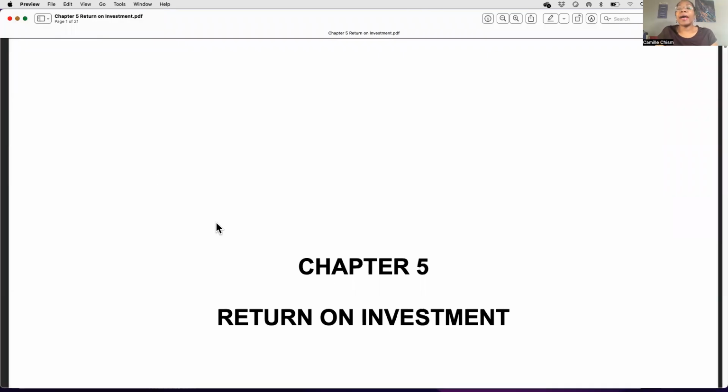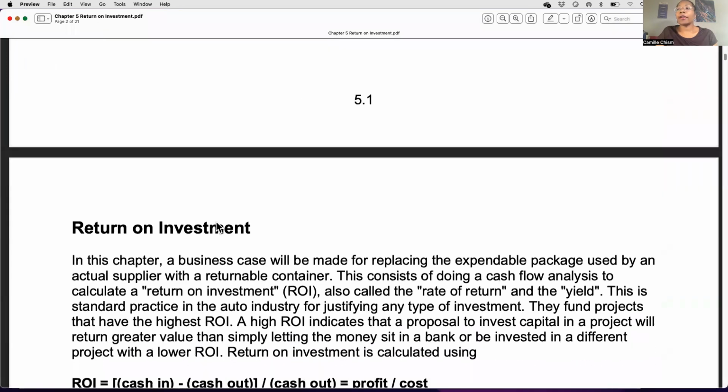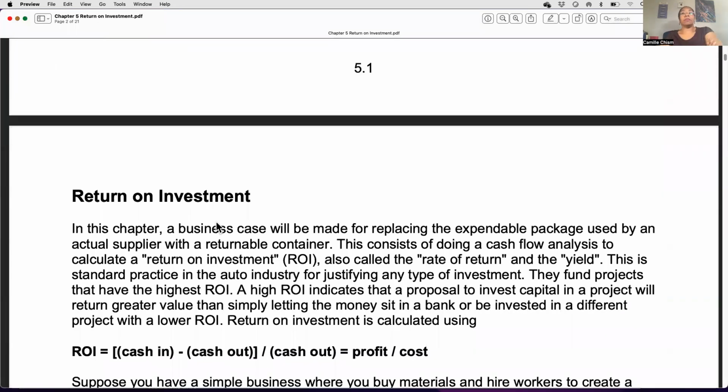Okay, so back to Chapter 5, return on investment. So again, we're talking about making a business case, because as I mentioned before, if you purchase something like this, a returnable pack, you are buying an asset for the company. So something like this would be the same as buying a piece of equipment for the line.